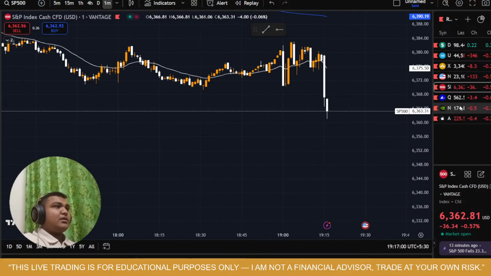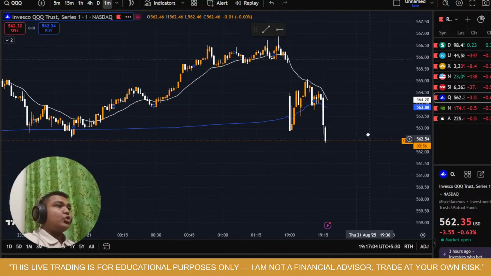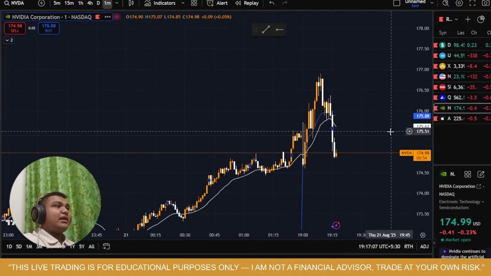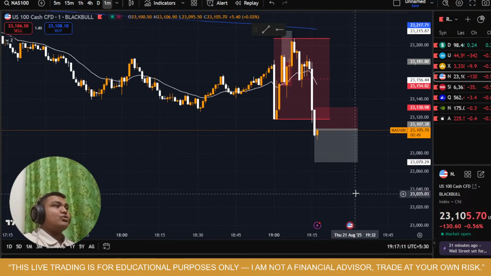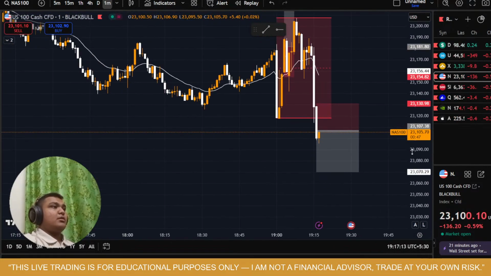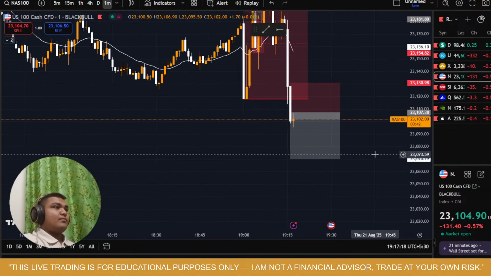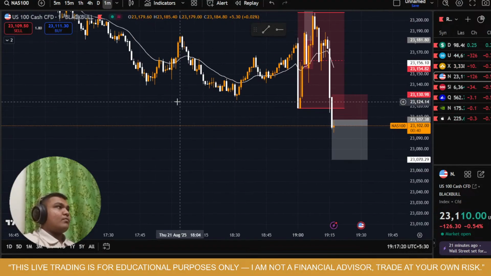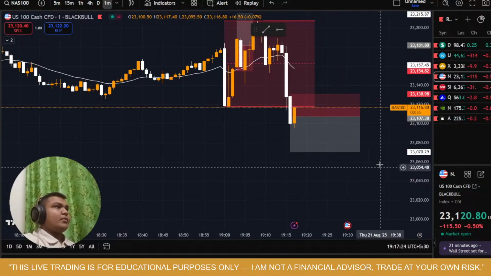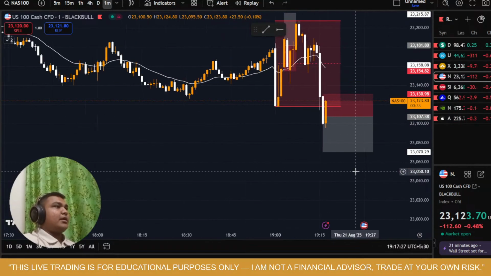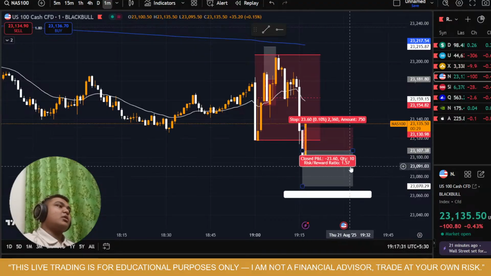SPY started dumping, ES started dumping, QQQ started dumping, Nvidia started dumping, so NASDAQ should start dumping here. NASDAQ should start dumping here, right? So we'll see. If this flips up and hits the SL, just call it. Wow.